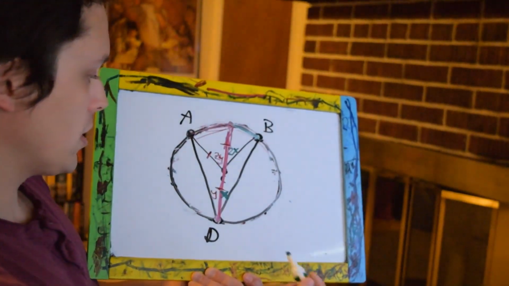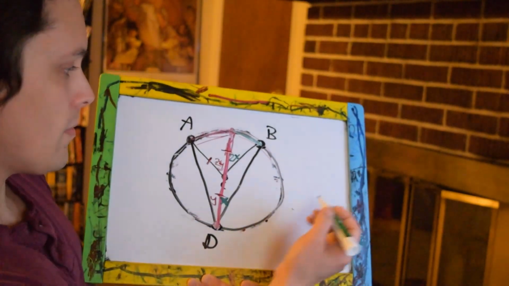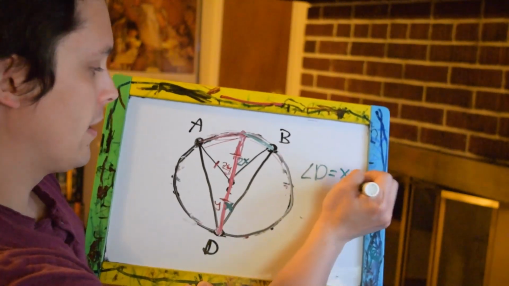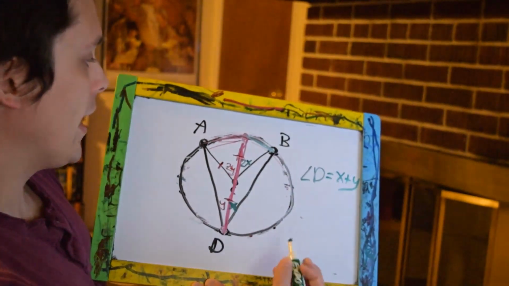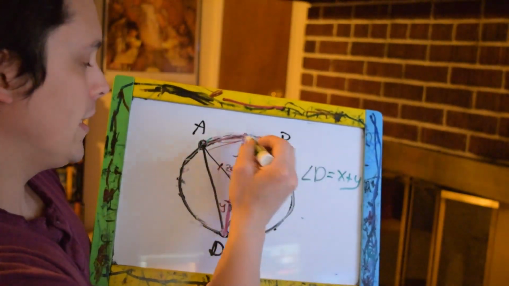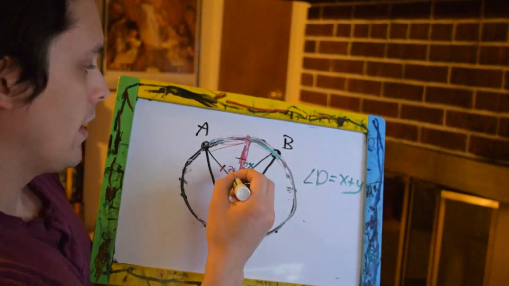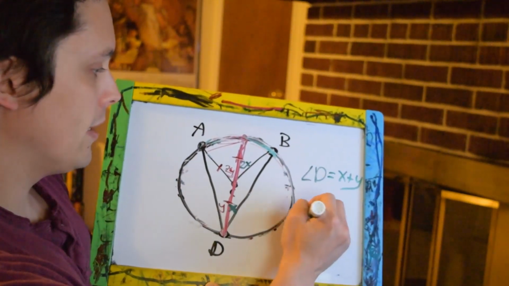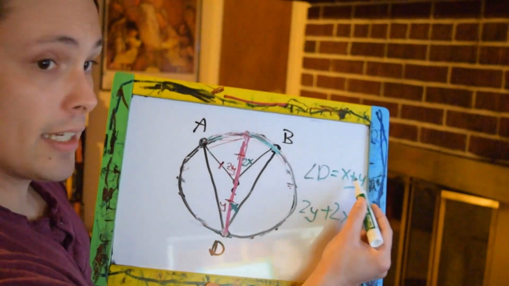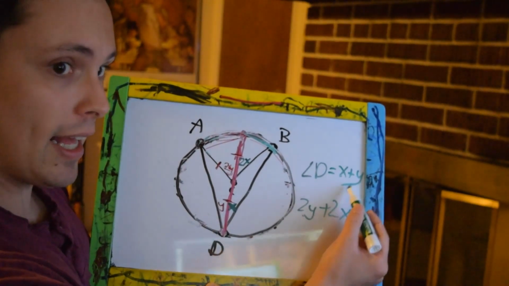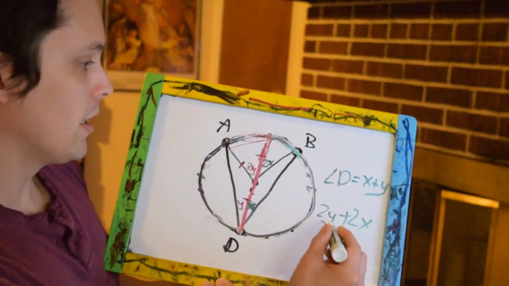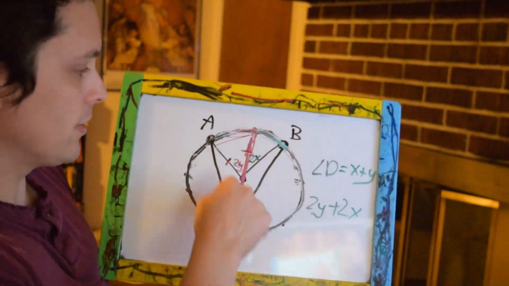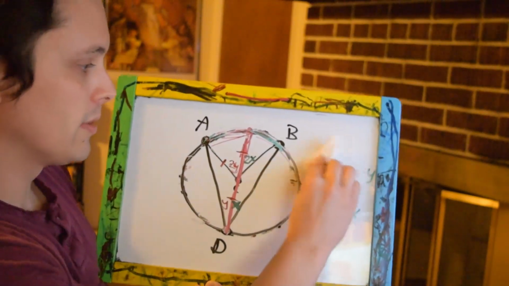So now look at this situation. Angle D is x plus y, right here. And we know that the arc measure AB is the same thing as its central angle right here. And the central angle here is 2y plus 2x. Notice that x plus y is going to be exactly half of 2y plus 2x. So that once again proves that the inscribed angle is exactly half of the arc measure.